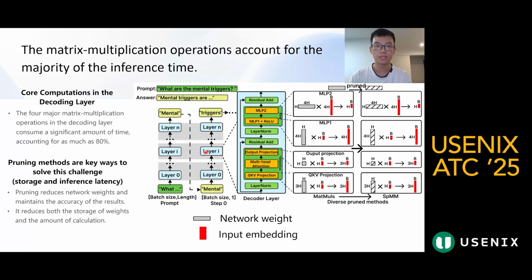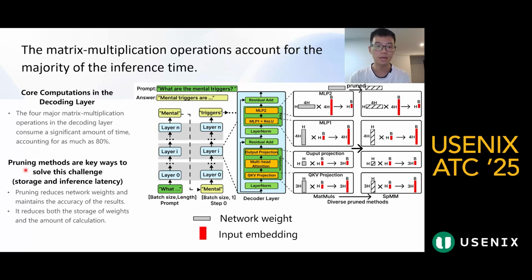This is the network structure of a large language model. We use prompts as inputs and get the outputs according to the decoder network structure. The network structure consists of repeated layers, and the details of each layer are shown in the figure. We analyze the inference process, and we find that there are 4 matrix multiplication operations, and they account for the majority of the inference time, about 80%.